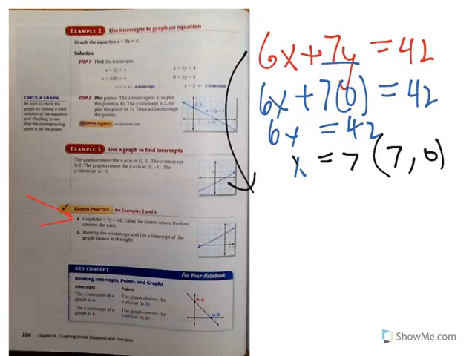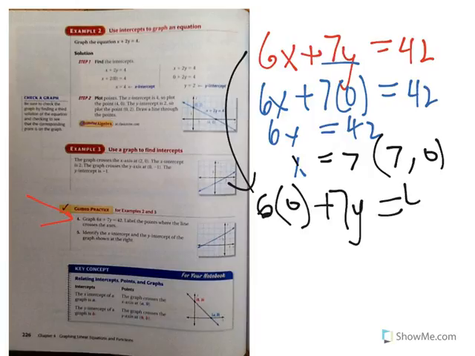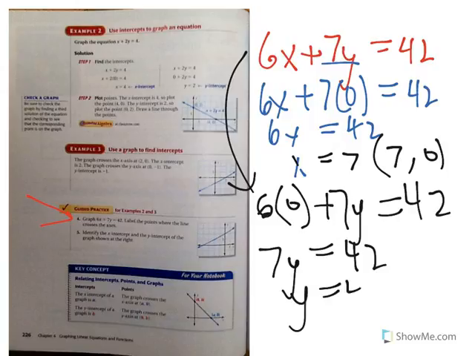And then we're going to just take this equation and bring it down there. We're going to change it. Now we're dealing with the y-intercept. And it's the same thing here. So now it's 7y is equal to 42. So divide both sides by 7. So y is just going to be equal to 6. And so then our y-intercept is going to be that. And so that's how you do that.